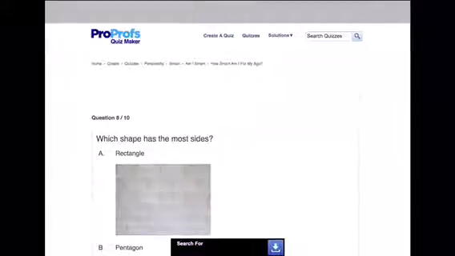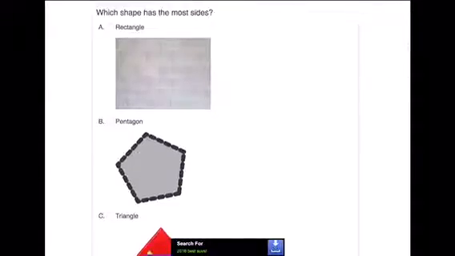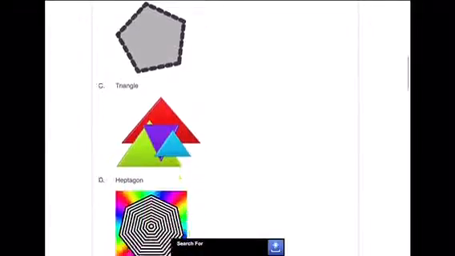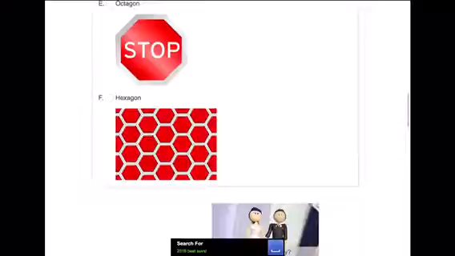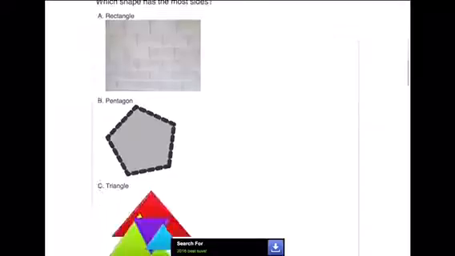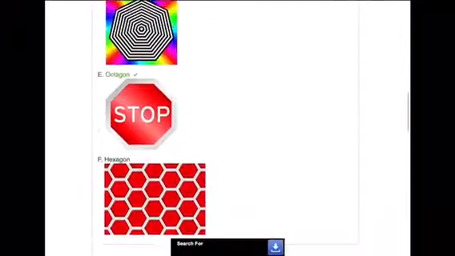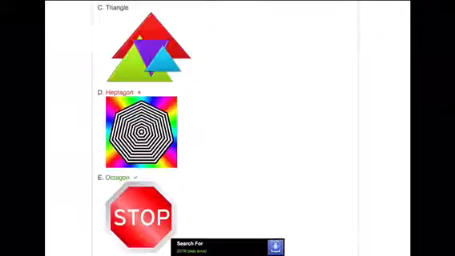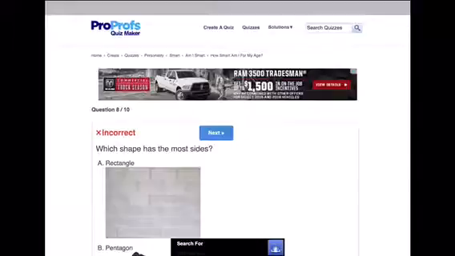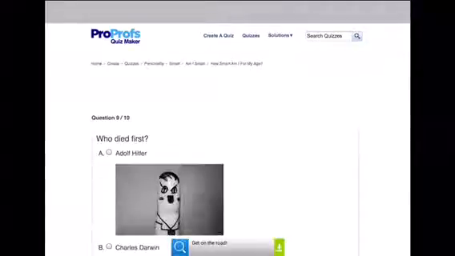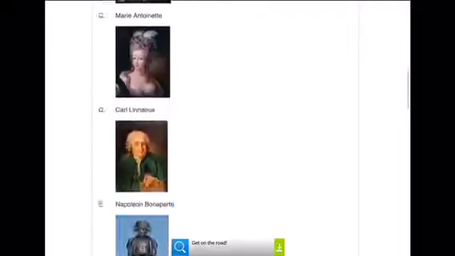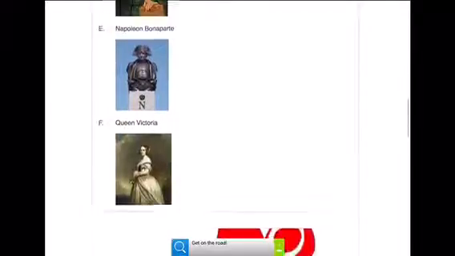What shape has the most sides? Rectangle, pentagon. Rectangle can't be one of them. Triangle, hexagon, octagon, heptagon. Oh, what? That's bullcrap. An octagon? How? 1, 2, 3, 4, 5, 6, 7. Oh. I didn't count the sides. I was being dumb. Yeah, I'm truly not the smartest person on Earth. That doesn't mean I'm truly dumb.